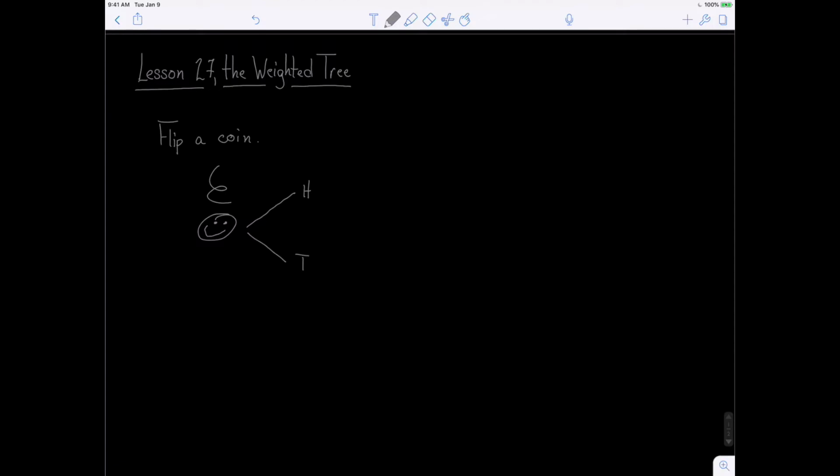Now, notice that there's our sample space. Our sample space is just two things. So n is 2. And we can say then that the probability of a head is, well, there's only one way to get that. And there's two things that could happen, so it's 1/2. And the probability of a tail, well, that's also 1/2.